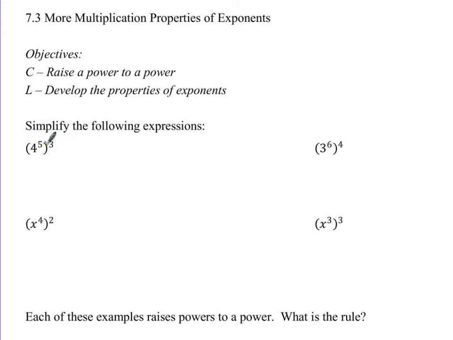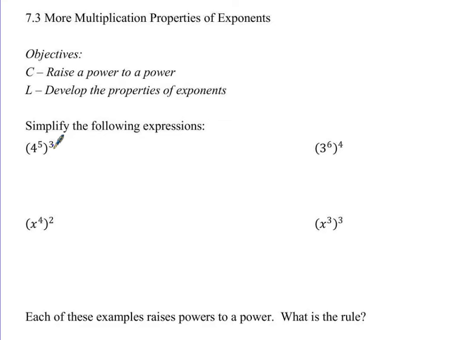We have 4 to the 5th to the 3rd power. So I guess I could figure out what 4 to the 5th is first. Probably something kind of big. And then raise that big number to the 3rd power, which is going to give me a really big number. I don't want to deal with that. What I want to do, actually, is remember what exponents mean. What do exponents tell me? How many times I'm multiplying something times itself, right?